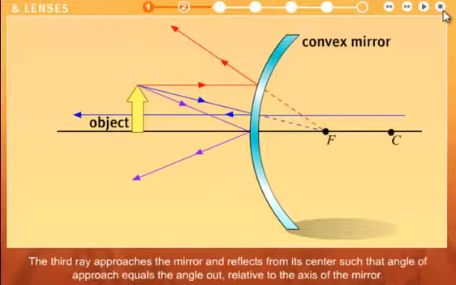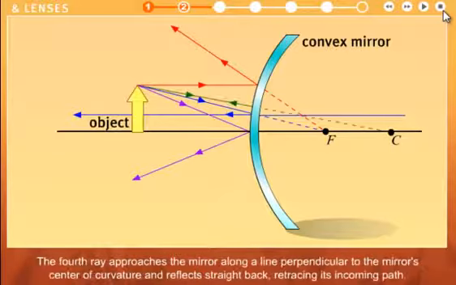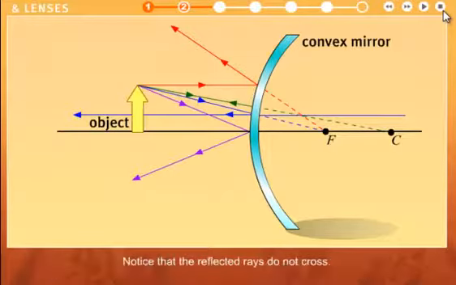The third ray approaches the mirror and reflects from its center, such that the angle of approach equals the angle out, relative to the axis of the mirror. The fourth ray approaches the mirror along a line perpendicular to the mirror's center of curvature and reflects straight back, retracing its incoming path. Notice that the reflected rays do not cross.